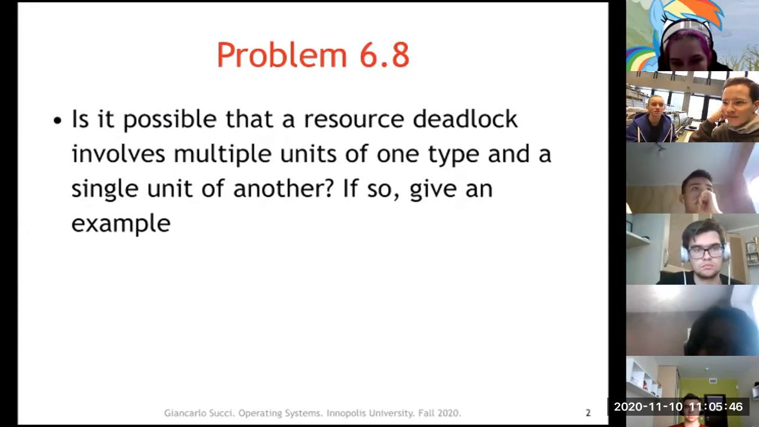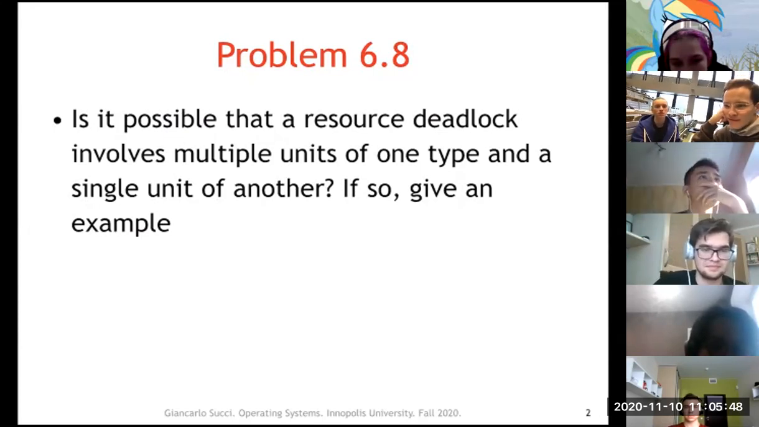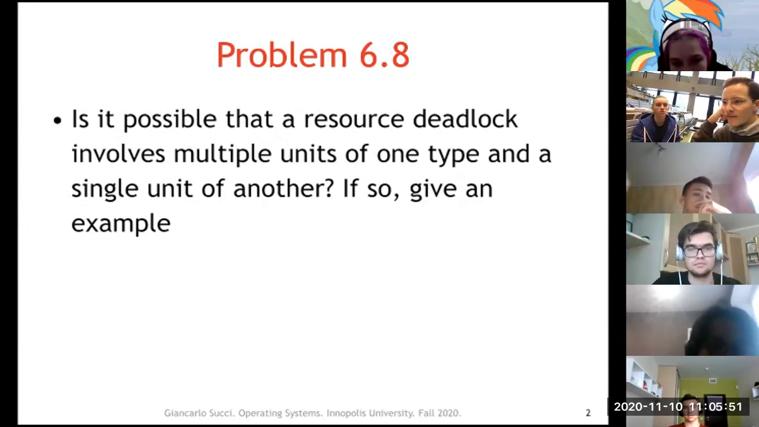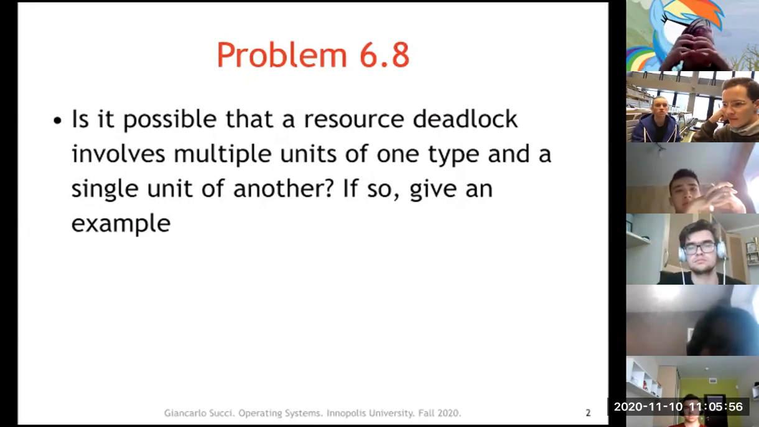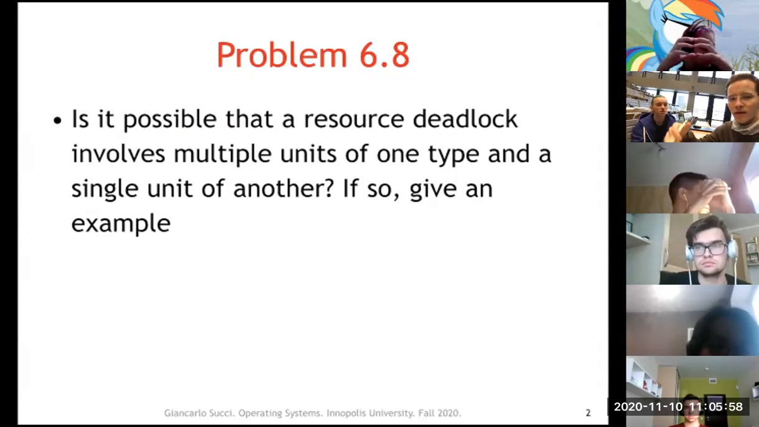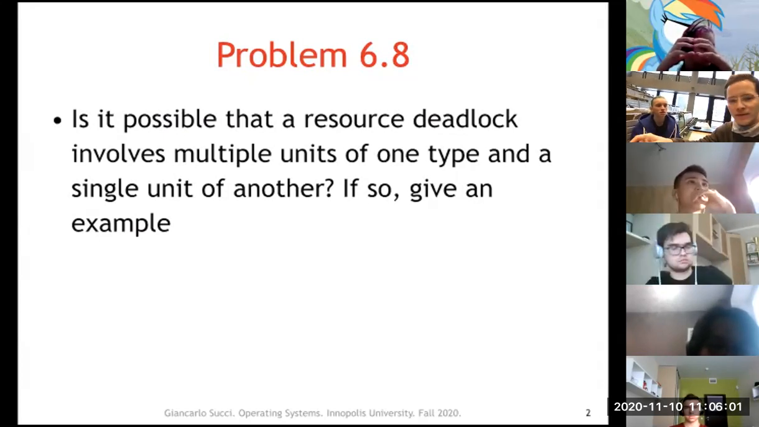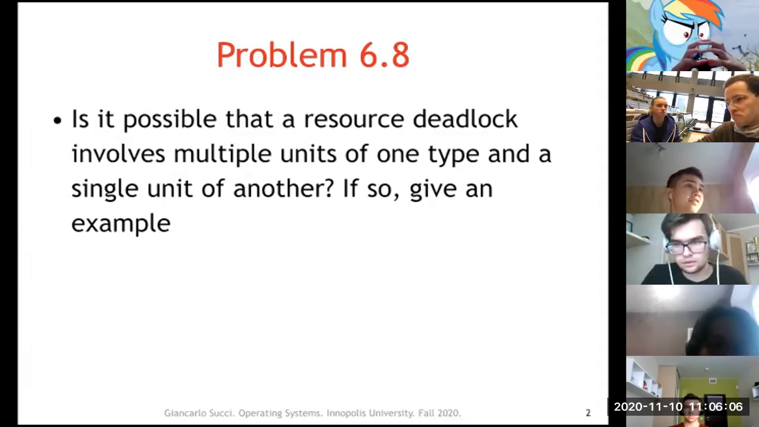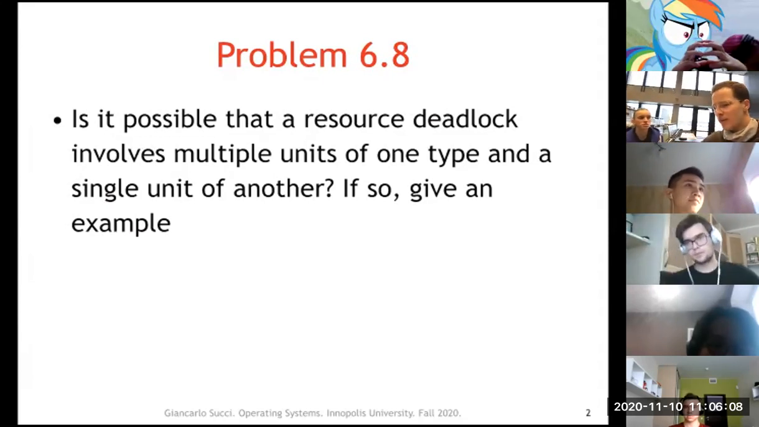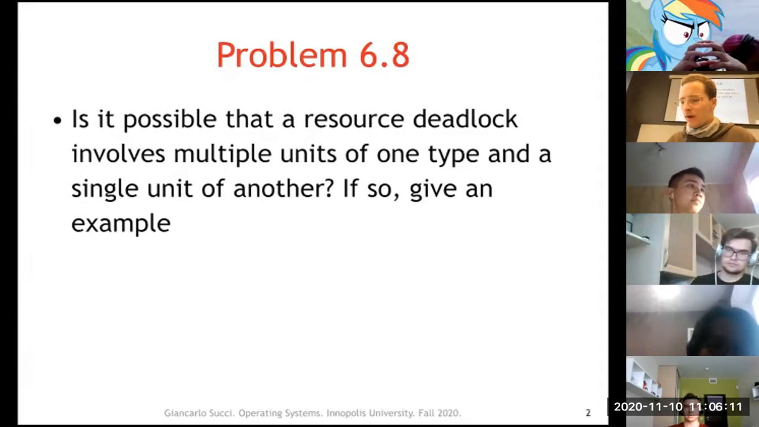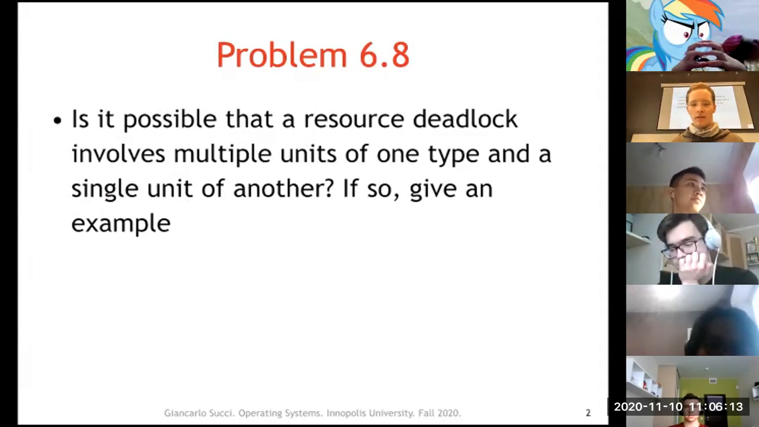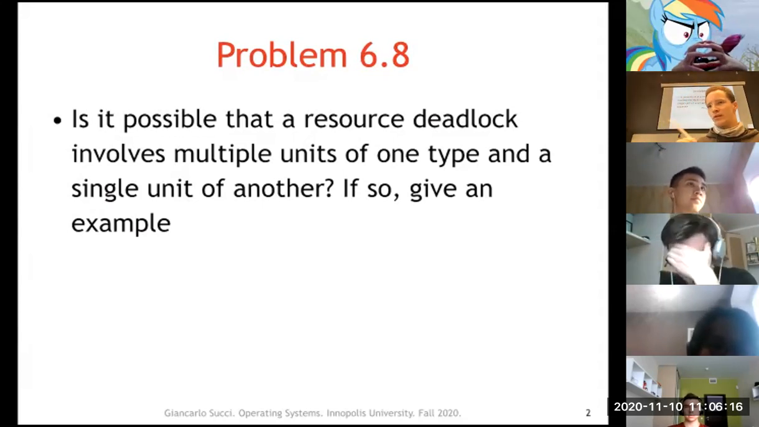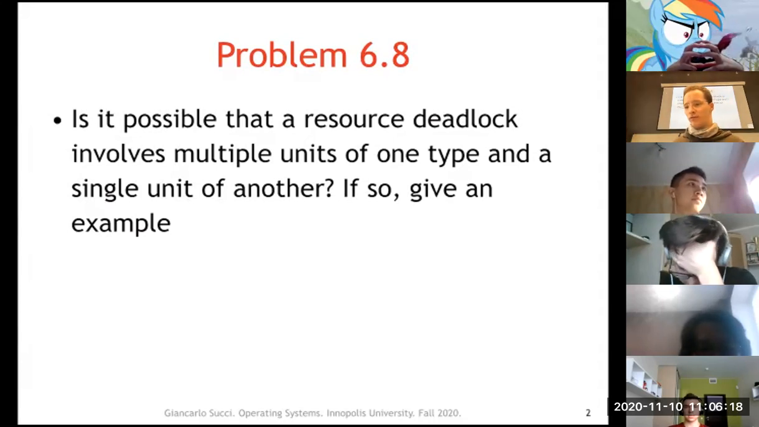This situation is definitely possible. Like in Tannenbaum, they had an example with a process trying to acquire, for example, two printers. These are multiple resources at the same time and a single unit of another. And it can ask for a scanner, for example. So it doesn't really matter how many types of resources you request. You can even get blocked on a single resource of a single type. So if you make the problem even harder with multiple resources of multiple types, why not?